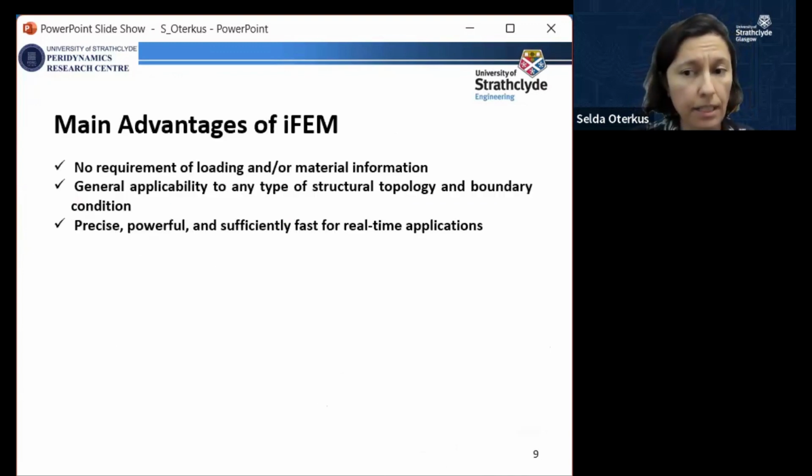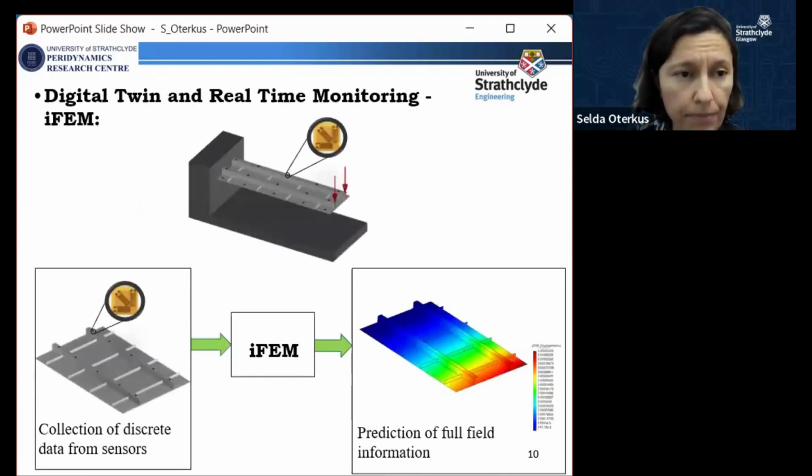And there are many other techniques available for structural health monitoring, as I said, but IFAM has main advantages. First of all, the main advantage it has is we don't need to measure the loading. And you can imagine that in real time, measuring the loading is almost impossible, especially during operational conditions. And also, we can apply this technique for complex structures, like marine structures, and we can use this method for real-time monitoring applications, actually.